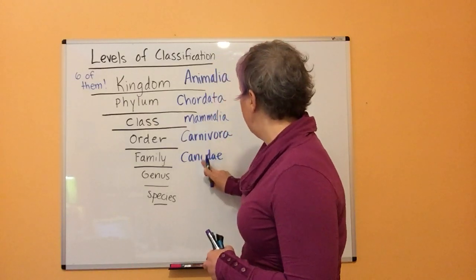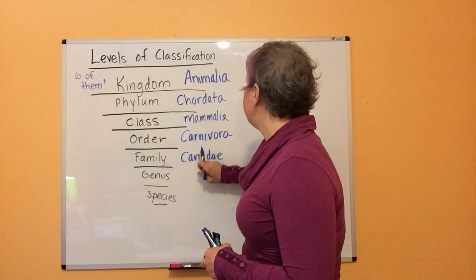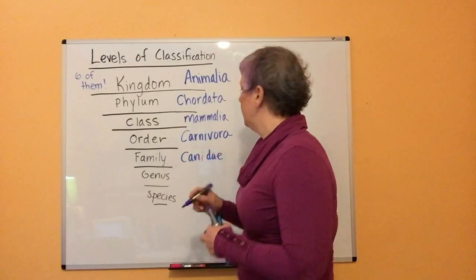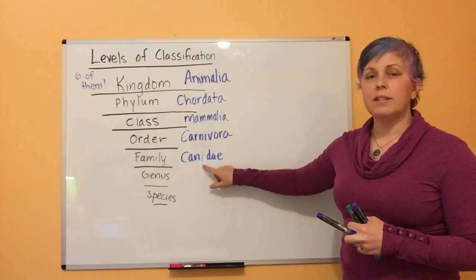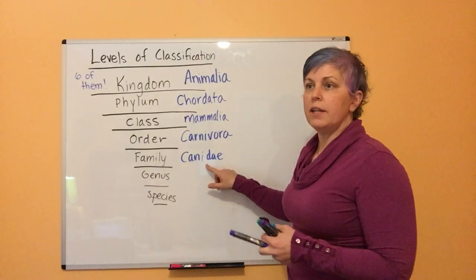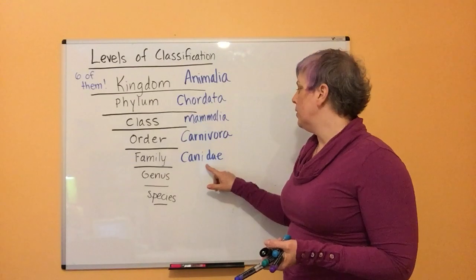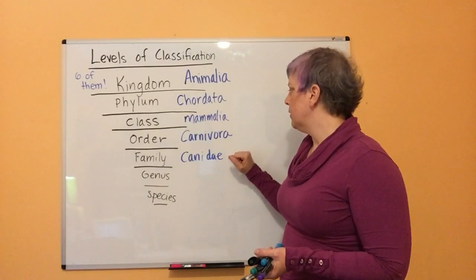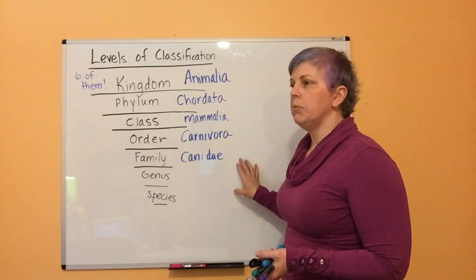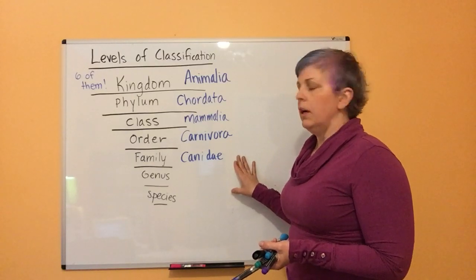I didn't spell that right. Canidae. Sorry. So Canidae, this includes foxes, wolves, and dogs, and any other animal that's on the planet that's dog-like. So up till here, this would include any kind of animal that's similar to a dog.